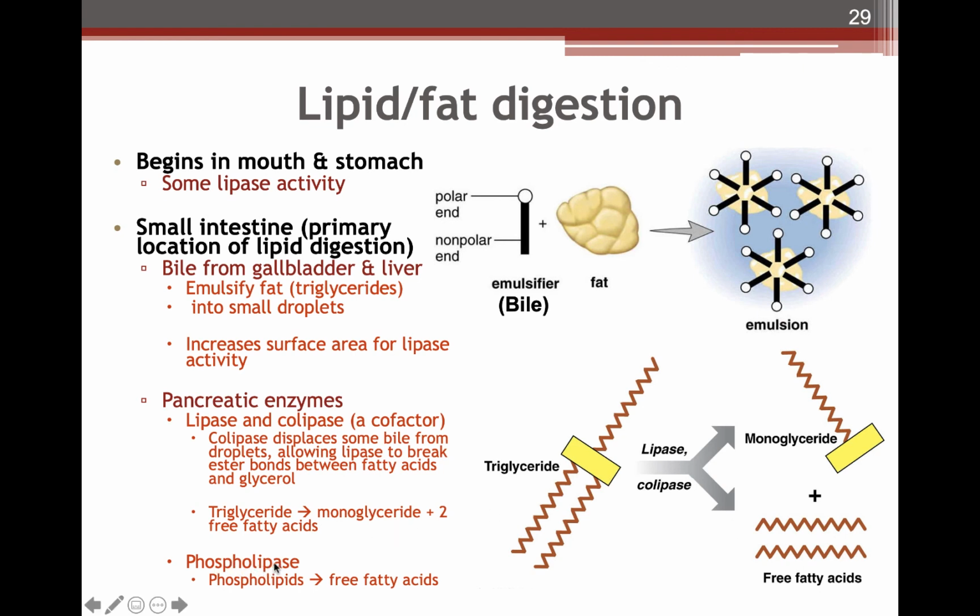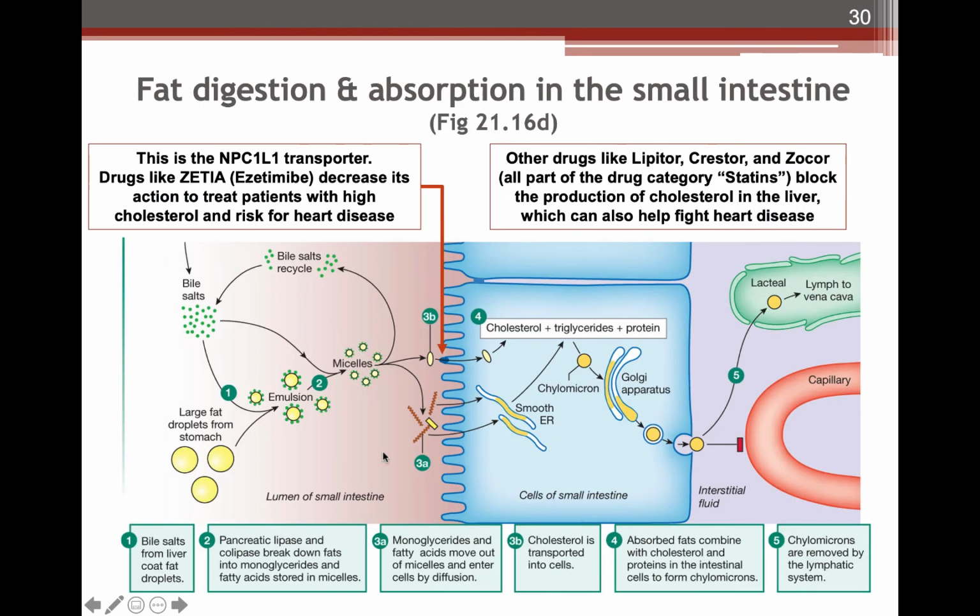Phospholipase is an enzyme that's involved in breaking down all the phospholipids that we eat. If you eat plant or animal cells, you're eating a lot of phospholipids from their plasma membranes. And so that will break those down into free fatty acids. And so now at this point, we've got the story of how these lipids are absorbed across the wall of the intestine, not into the blood this time, into the lymphatic vessels, the lacteals that are around the small intestine. So let's go through this story.